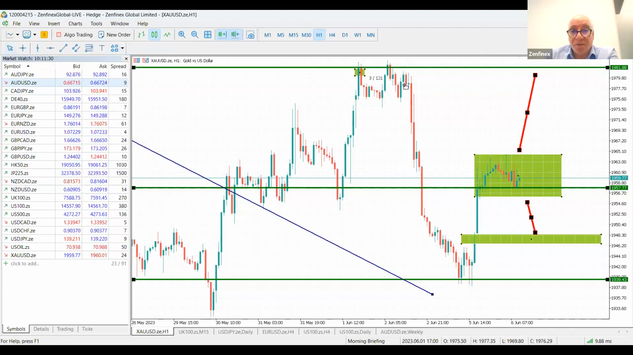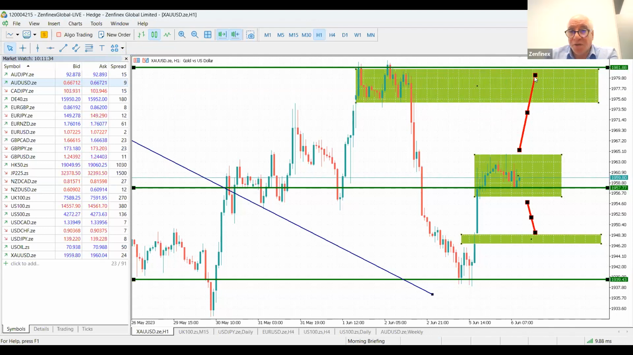So we can see here, prices could find themselves back into this area here. In terms of risk to reward from an hourly perspective, you've got a one-to-one, probably maximum, less than one-to-one here. So you need to take that into consideration if you're thinking about taking a gold trade.